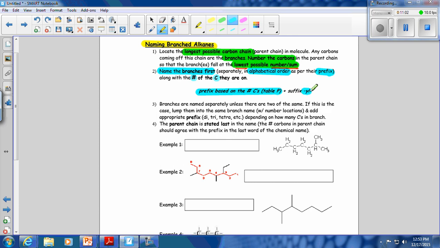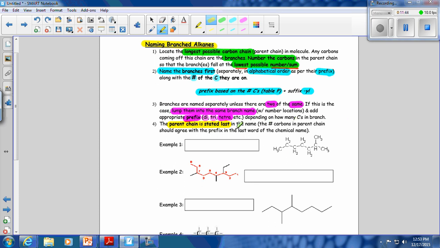The third step, branches are named separately unless there are two of the same. If this is the case, lump them into the same branch name with the same number locations and add the prefix. So if we've got two of them that are the same, it'd be a di, 3 would be tri, 4 would be tetra, and so on and so forth. This is depending on how many C's are in the branch. And then the fourth and final step, the parent chain is stated last in the name. The number of carbons in the parent chain should agree with the prefix in the last word of the chemical name.